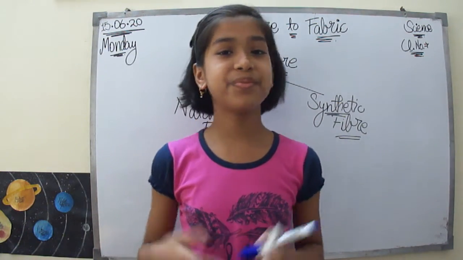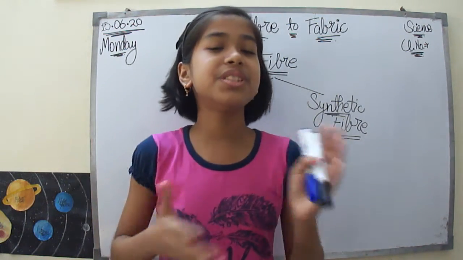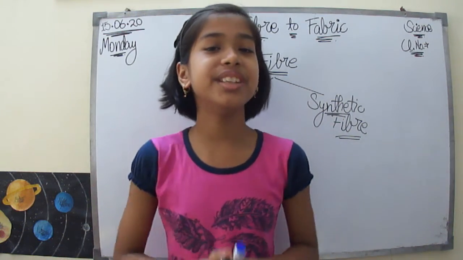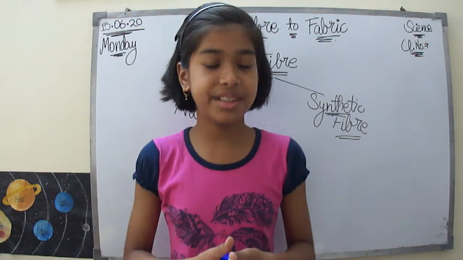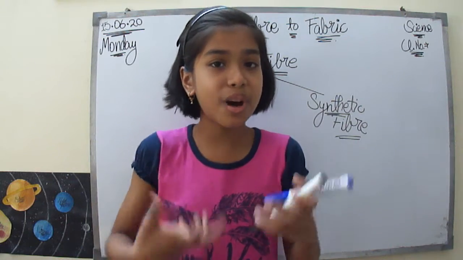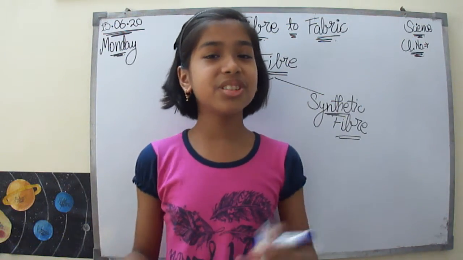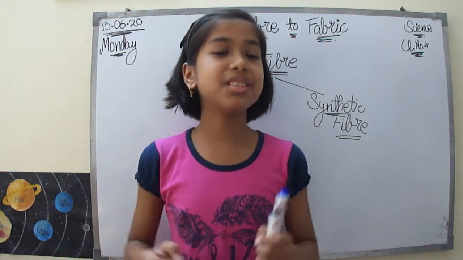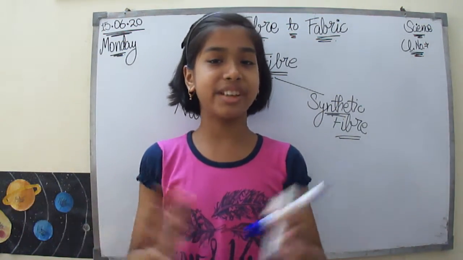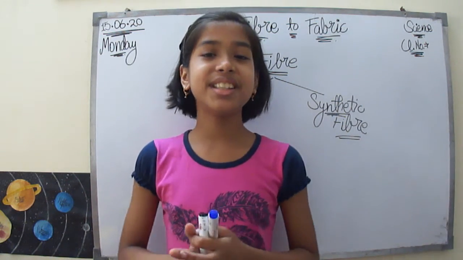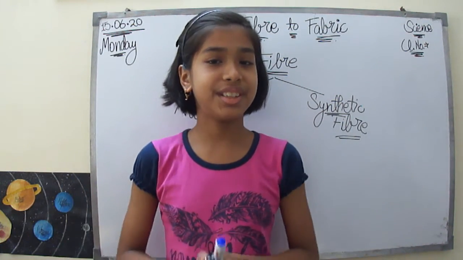And then we have, yes, the synthetic fiber. In photosynthesis, what was the meaning of synthesis? Putting together. And over here it is also the same. When chemicals are put together to form the fiber, that is the synthetic fiber. So basically you can say it is man-made fiber, made by synthesizing chemicals. Now what are the examples? Yes, polyester, nylon and so on.